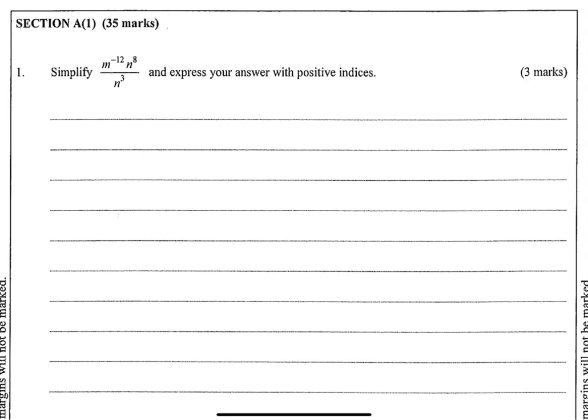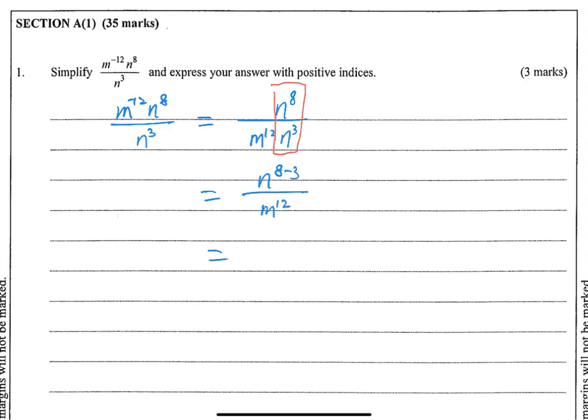For this question, there are no brackets, so we just simply change the negative power to positive. How to change a negative power to positive? If it is on the top, I pull it down, so m to the power positive 12, and then n to the power 8 over n to the power 3. Here n to the power 8 and n to the power 3 can combine together to equal n to the power 8 minus 3, and the denominator is m to the power positive 12, which equals n to the power 5 over m to the power 12.